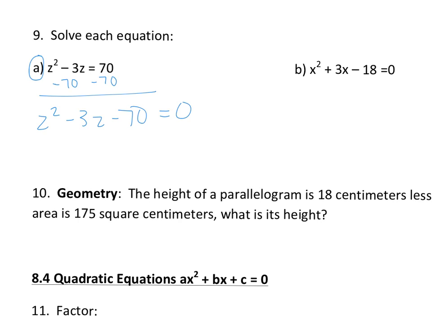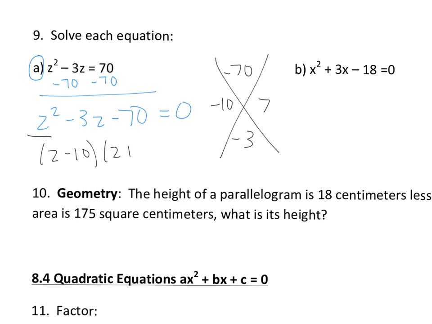Now I'm going to use the diamond method, and again because I have a 1 in front of z squared, I need factors of negative 70 that when added together give me negative 3. And these factors are negative 10 and positive 7. So I get z minus 10 times z plus 7 equals 0. And when I set these factors equal to 0, the signs change. So my two solutions are 10 and negative 7.